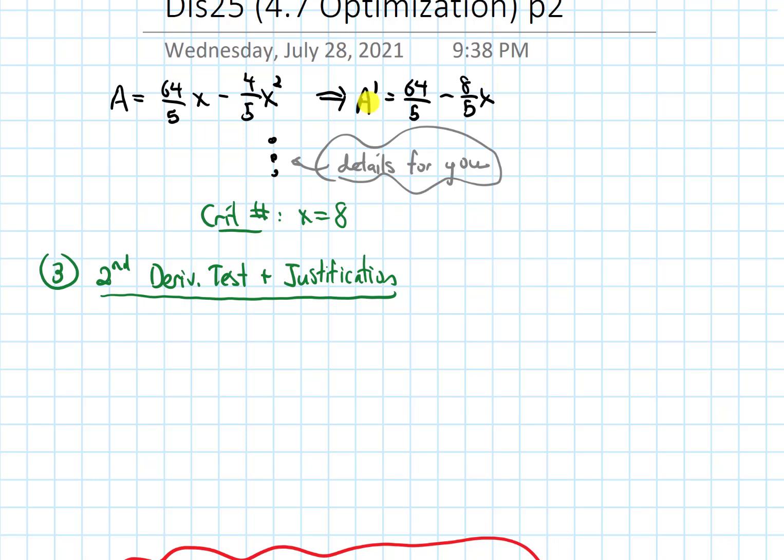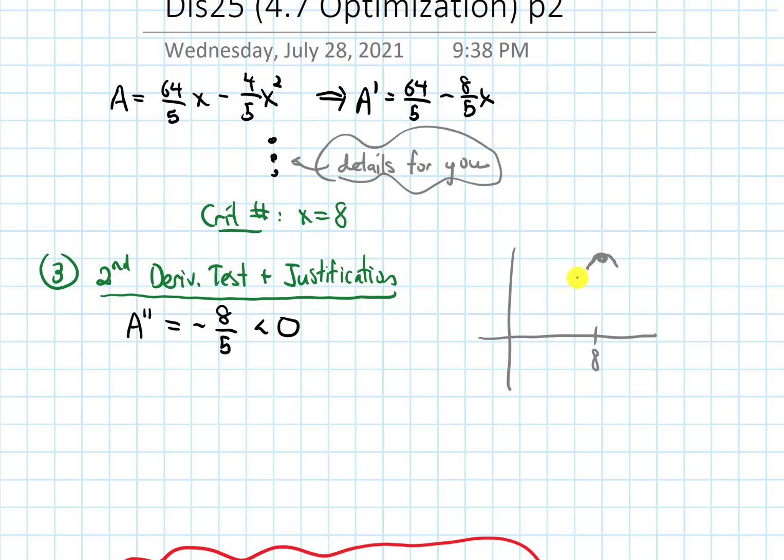Okay, I notice that the second derivative is going to be really simple. In fact, if I take that second derivative, the second derivative is just negative 8 over 5. And that's always negative. This is always less than 0. So if I were to draw a graph, and label my critical point at 8, and draw a point there, this is a critical number, and I know my derivative is 0 there, so it's going to be flat. The fact that my second derivative is negative means my graph is going to be concave down. So that gives me a local max there. That's what the second derivative test says.